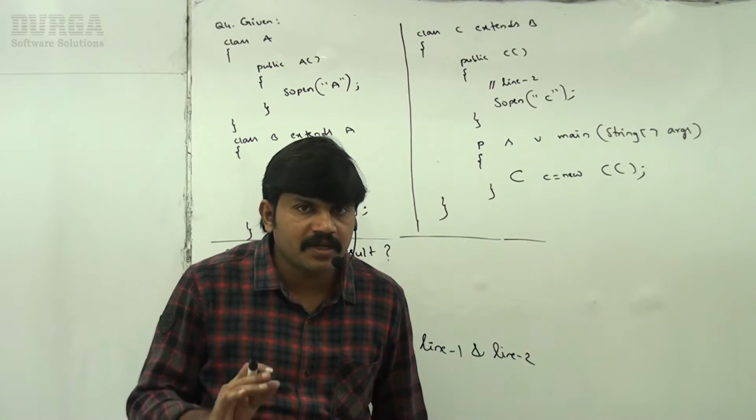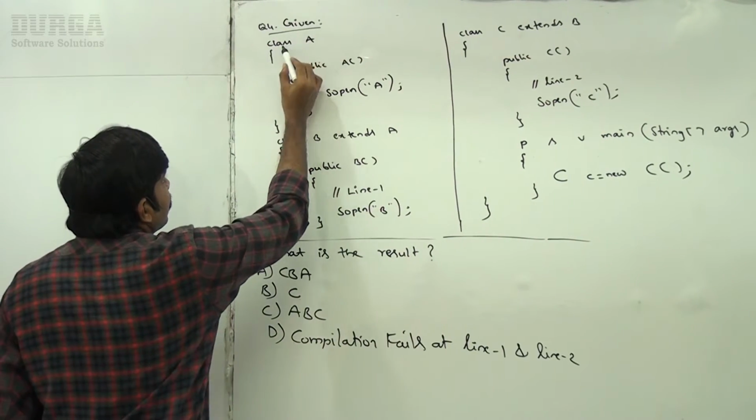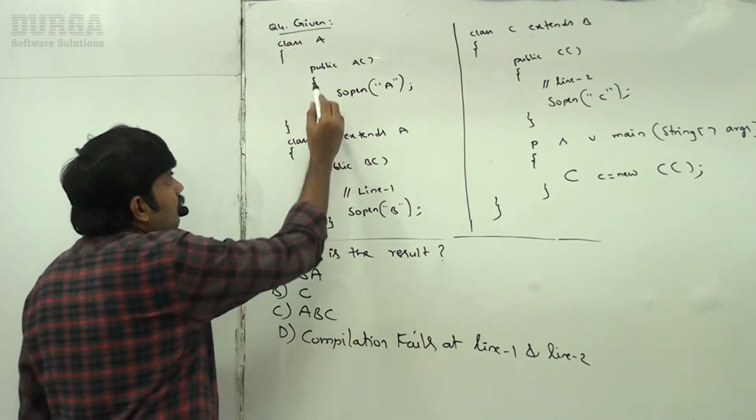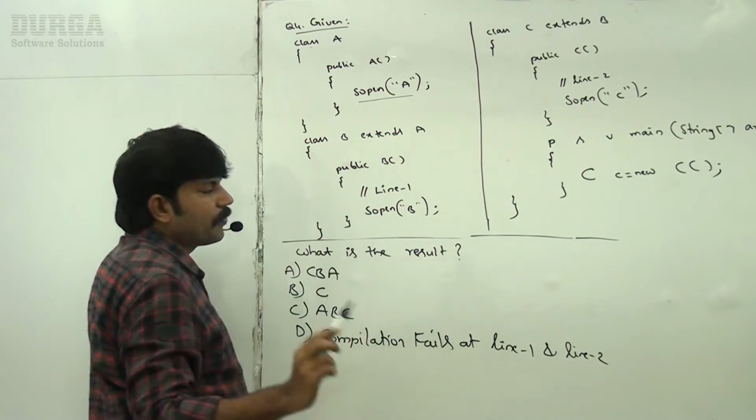Sir, the next practice question related to constructors. Observe. Given class A and the public A. Sir, this is the constructor. The constructor is printing SOP of A.